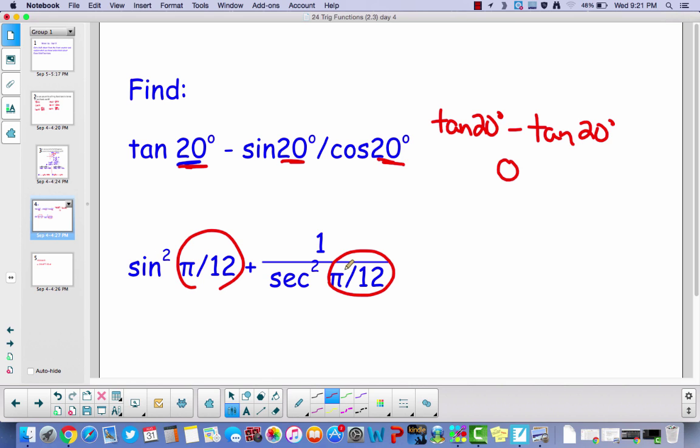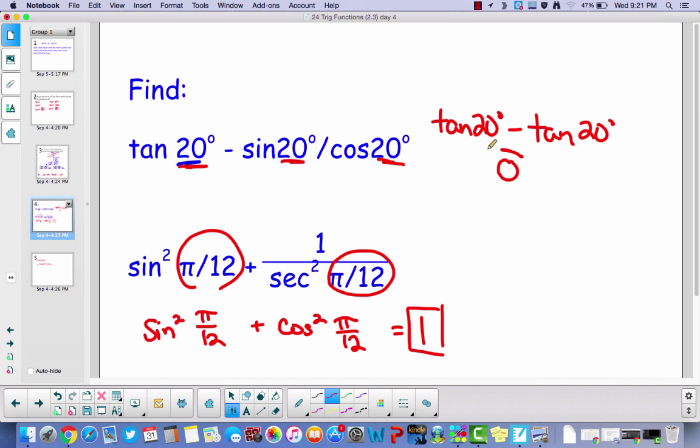Sine squared plus cosine squared is 1, but what is 1 over secant squared? It's cosine squared. So I have sine squared of pi over 12 plus cosine squared of pi over 12. What does that equal? Well, sine squared of an angle plus cosine squared of the same angle is equal to 1. So that's my answer.